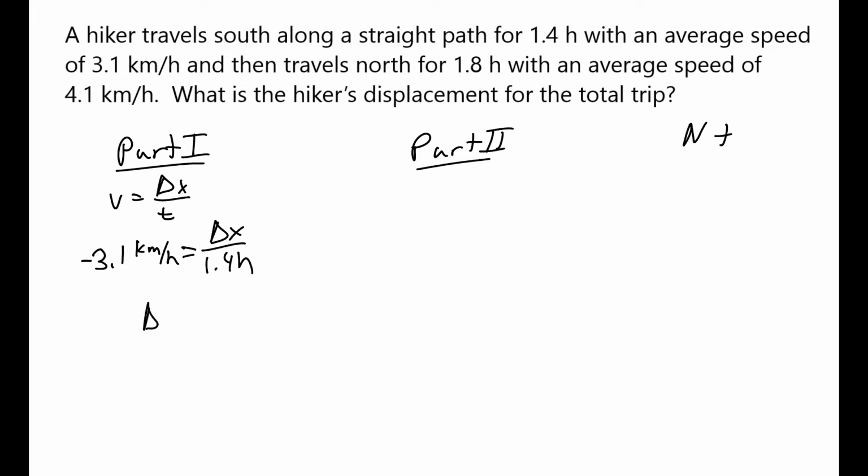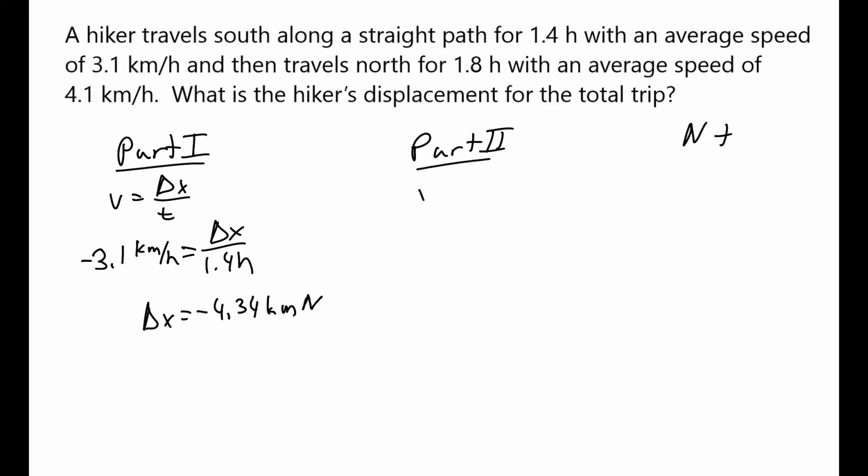So what does delta x equal for part 1? Negative 4.34 kilometers. Because we chose north as our positive direction, we're going to say negative 4.34 kilometers north, which is the same as saying 4.34 kilometers south. Everybody understand that?